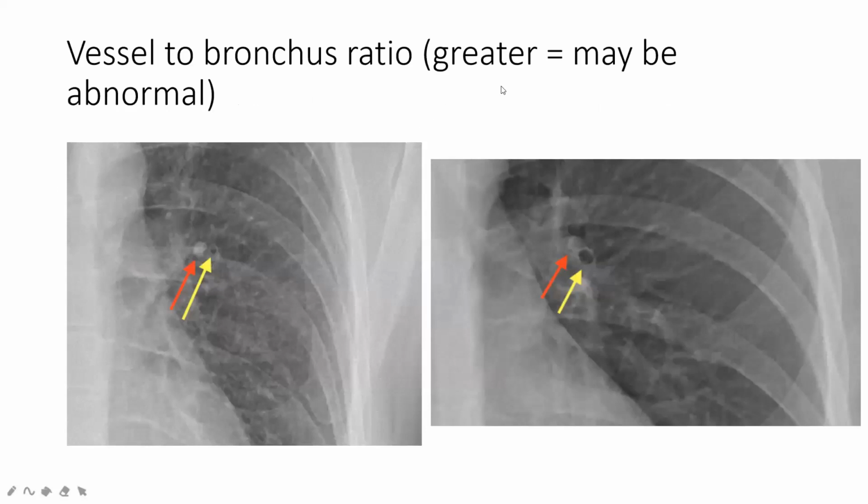Another one is the vessel to bronchus ratio. This is a vessel on the left, and on its right is the bronchus. Usually the vessel should be smaller than the bronchus. But in heart failure, the vessel would be bigger than the bronchus immediately adjacent to it. So that's another sign that you can find. None of these signs are 100% sensitive or specific. It could be caused by a variety of things, but if you put everything together with the clinical picture, presentation and history, then it becomes quite clear.